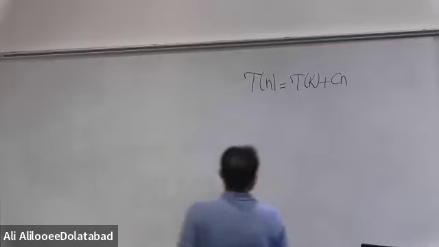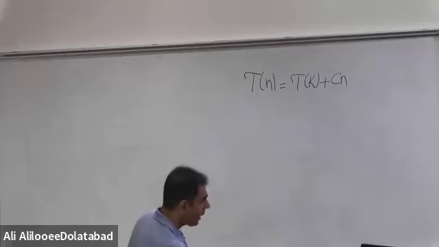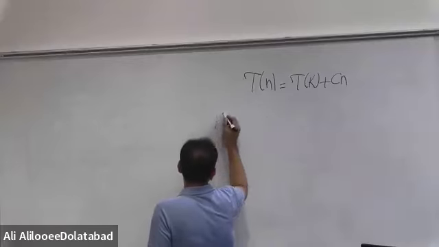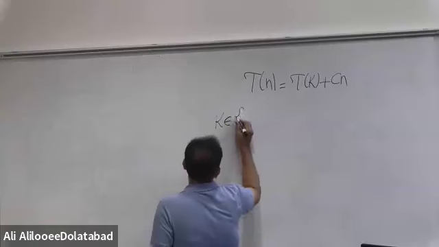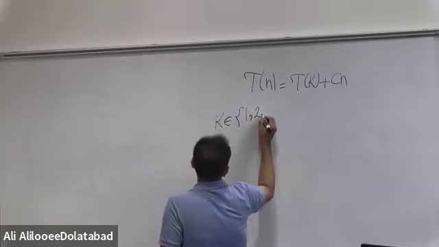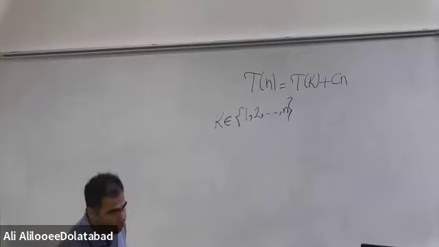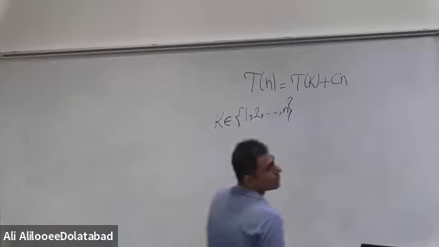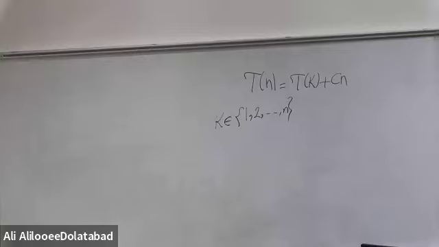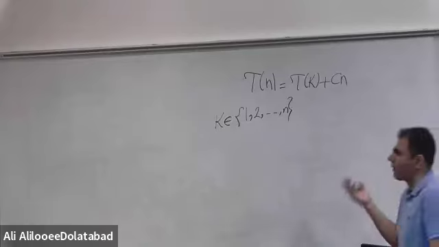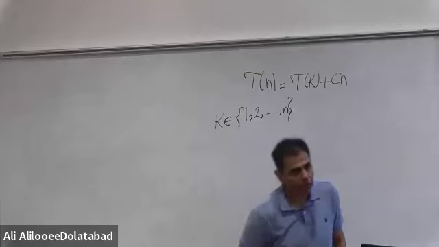Then the recurrence is T(n) equal to T(k) plus cn. Why is this problematic? Because k is chosen randomly out of n numbers, 1, 2, up to n. K here is stochastic. We do not know what value exactly should be considered for k. K can be 1, can be 2, can be 10, can be 100, can be n. It can be anything.